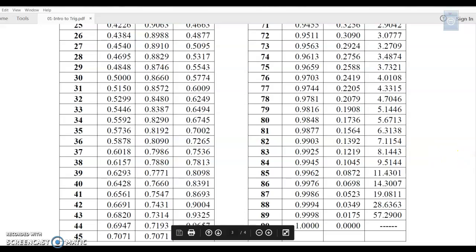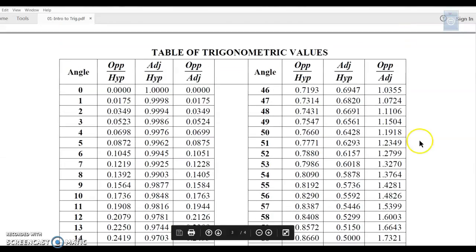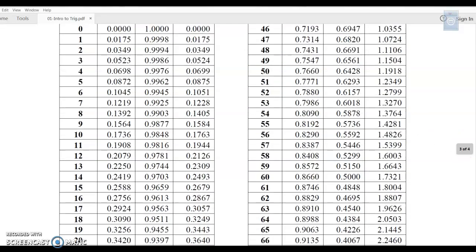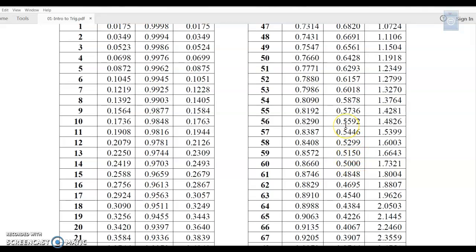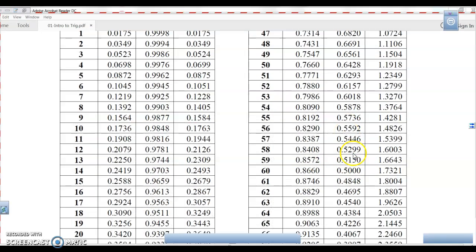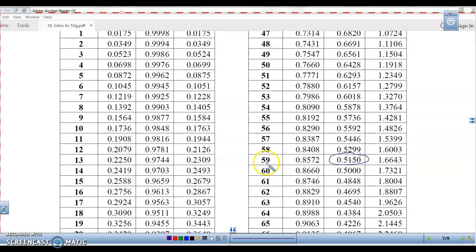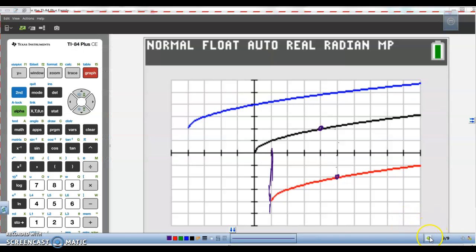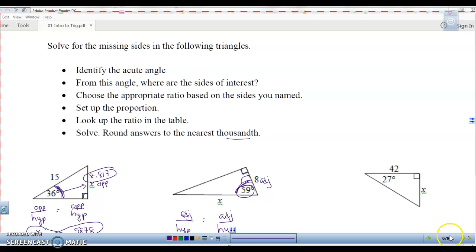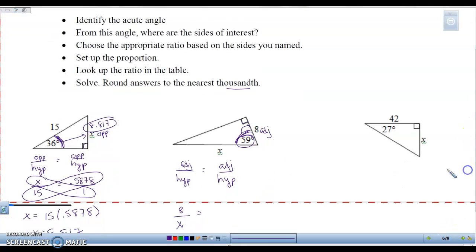Now I have to go to 59 degrees on the adjacent over hypotenuse column. So here is my table. Adjacent over hypotenuse is the middle column, this one right here, and then 59 degrees is 0.5150. It is this value right here. Make sure that you have the correct angle measure and you're in the correct column. So adjacent over hypotenuse is 0.5150. I'm going to put 0.5150 over 1.